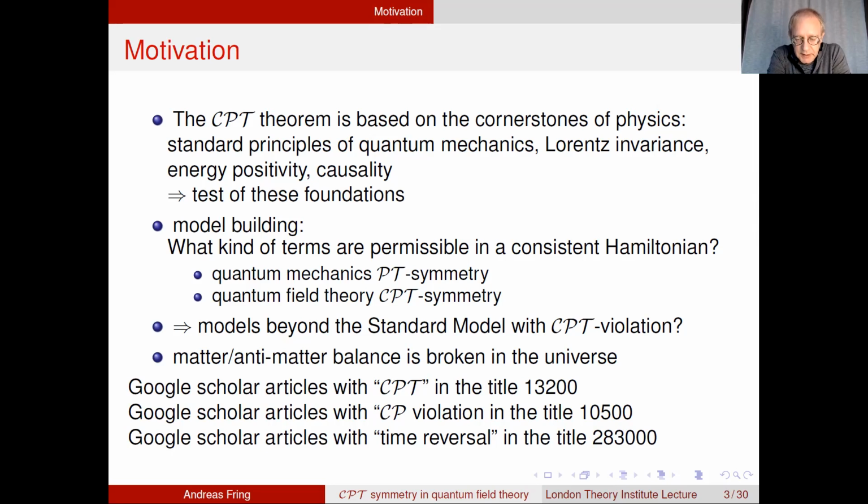Interestingly, when you study these symmetries, you are interested in the violation, in the breaking. So if you look, for instance, for CP violation, you still find over 10,000 articles. And if you just search for articles that have time reversal in the title, you find 283,000 papers, which is, of course, not just all about quantum mechanics or quantum field theory. These papers also include papers on classical mechanics, but just to give you the idea how widely this subject is studied.